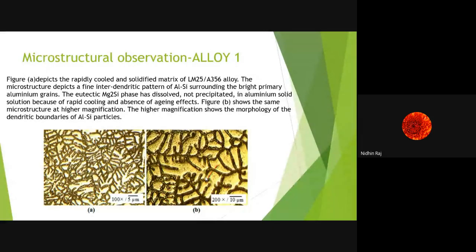Now moving on specifically to the microstructural observation in alloy 1, figure A depicts the rapidly cooled and solidified matrix of LM25 or A356 alloy. The microstructure depicts a fine interdendritic pattern of aluminum silicon surrounding the bright primary aluminum grains. The eutectic Mg2Si phase has dissolved and not precipitated in aluminum solid solution because of rapid cooling and absence of aging effects. Figure B shows the same microstructure at higher magnification of 200x, and the higher magnification shows the morphology of the dendritic boundary of aluminum silicon particles clearly. So that is regarding alloy 1's microstructure.